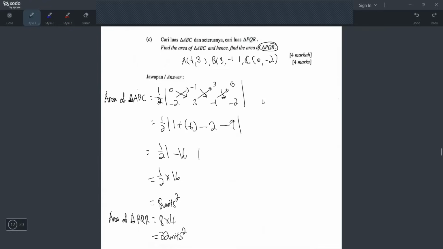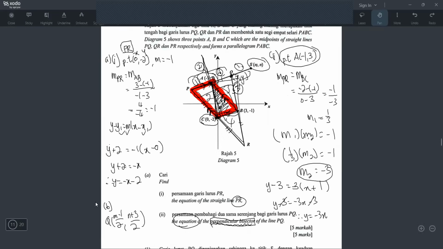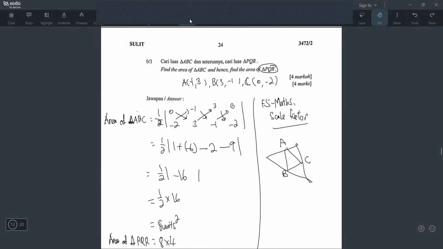Let me explain using another way. I want to explain using Form 5 Mathematics scale factor, using the scale factor method. Do you remember the triangle looks something like this, right? And then the ABC is like this, right? I forgot already. So the B is here, and then PQR. Okay, so the B is here.